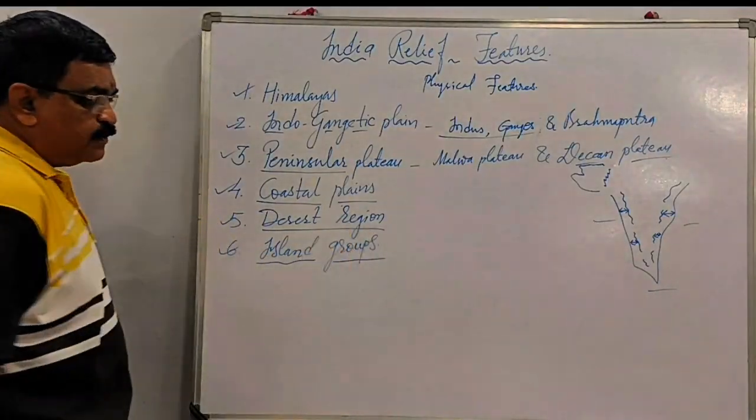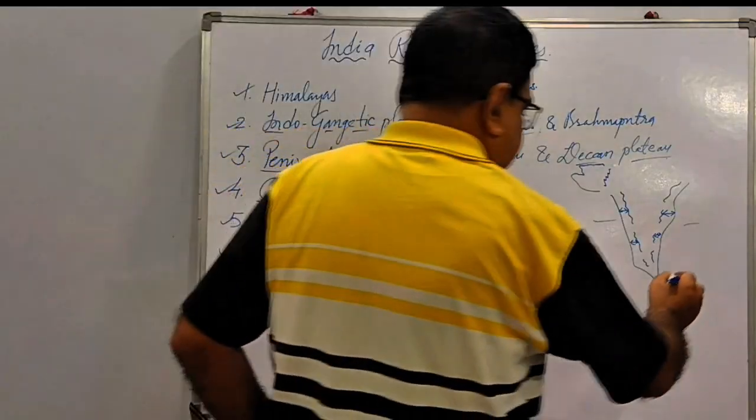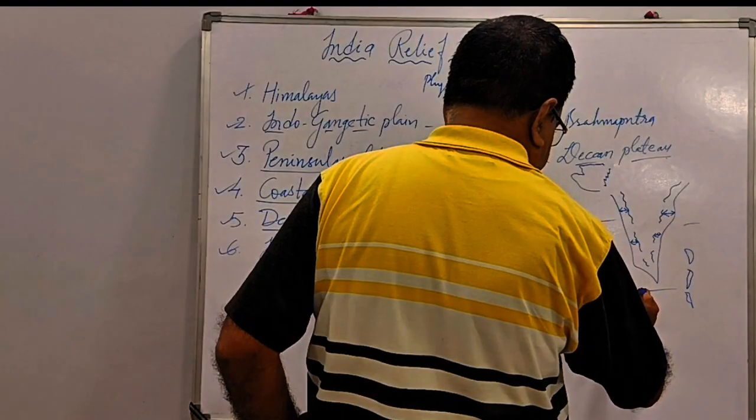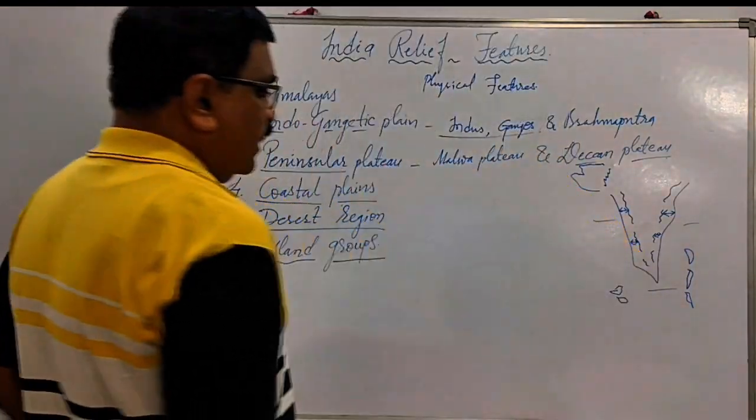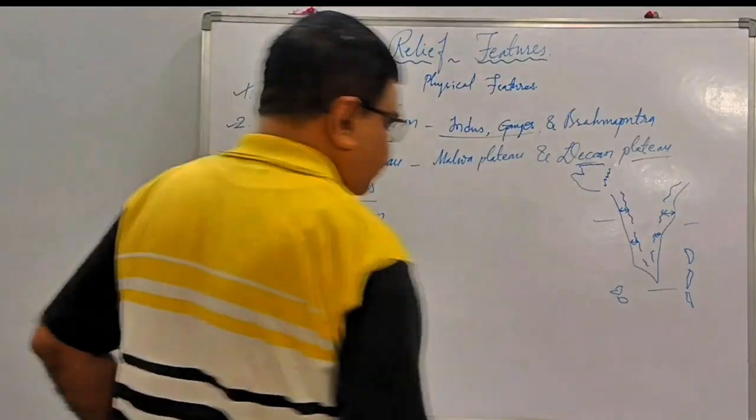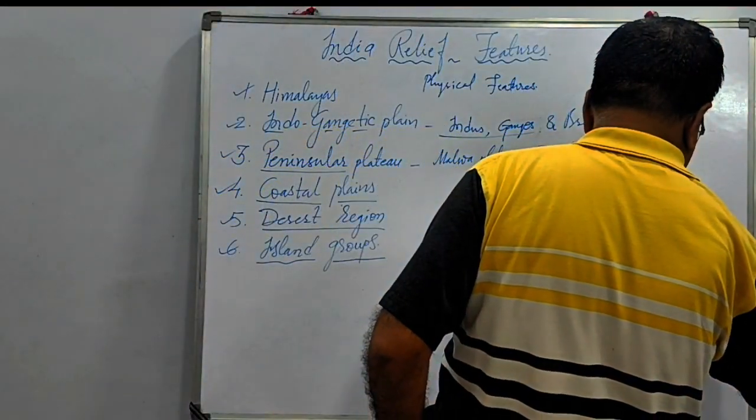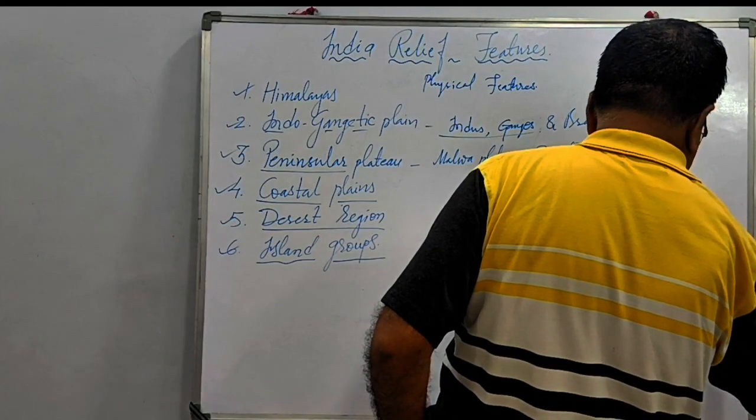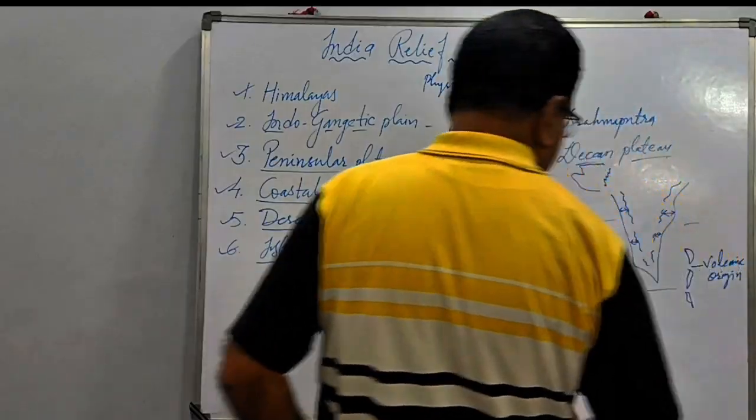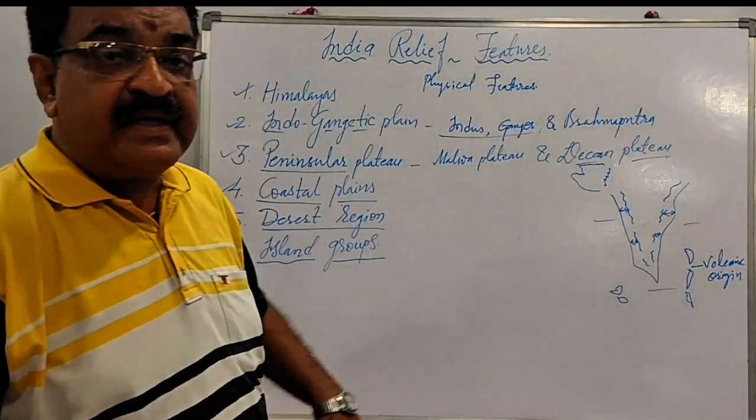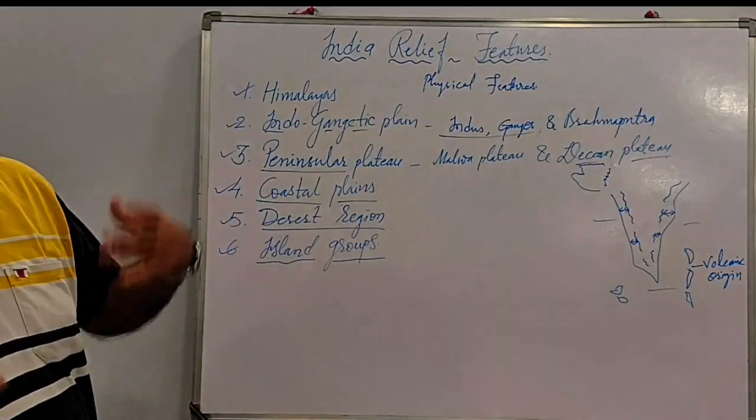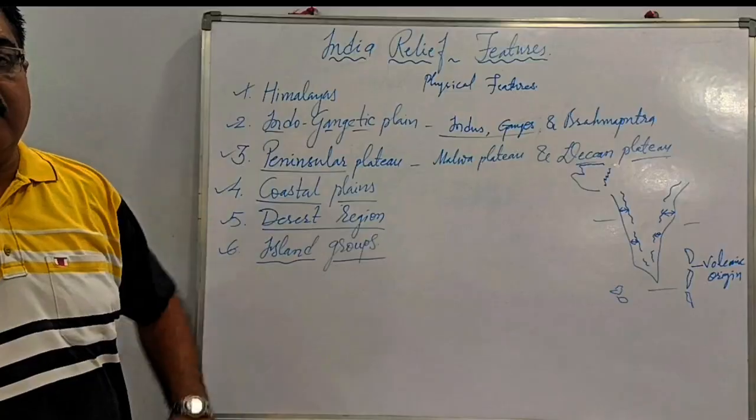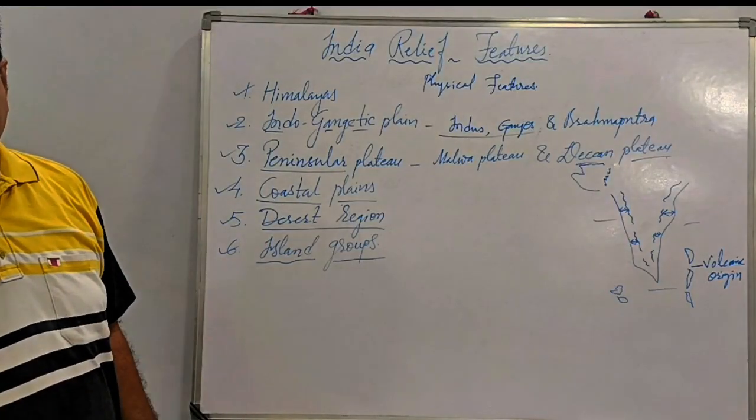Next comes the island groups. In our India, two island groups are there. One is Andaman and Nicobar, and second one is Lakshadweep. Andaman and Nicobar island group is formed due to volcanic origin. Volcanic origin means Andaman and Nicobar islands are formed due to volcanic eruption. Whatever lava came out from the volcano, that lava settled down and changed into the form of islands. That is Andaman and Nicobar.